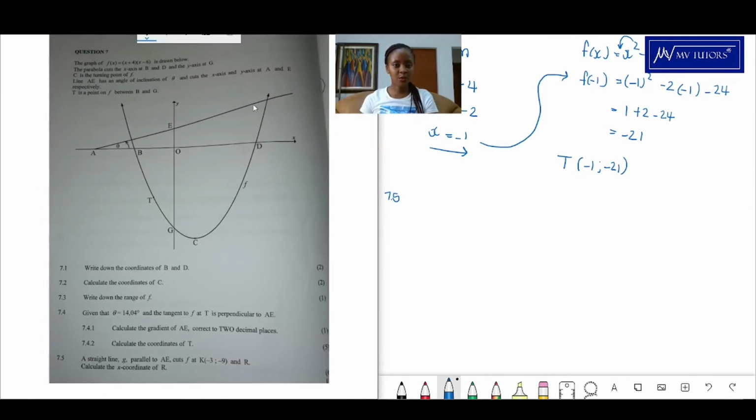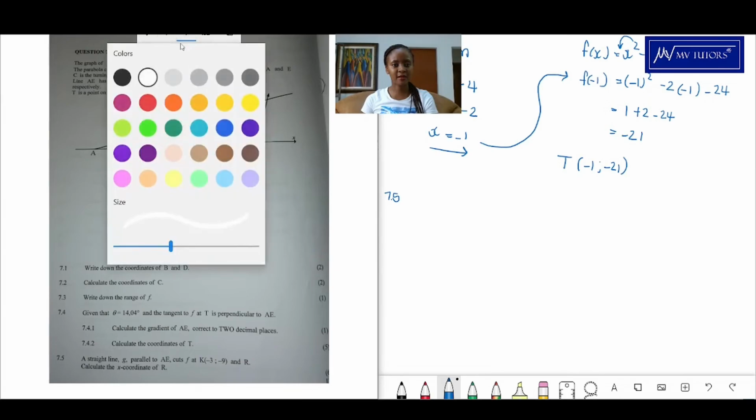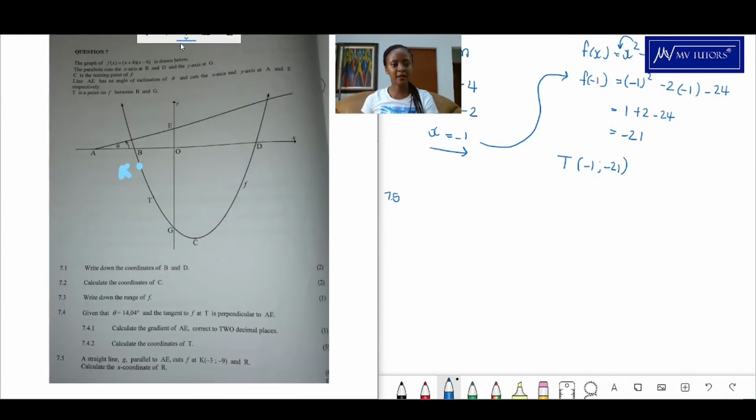Okay, so we have a parallel line that cuts F at K. If T is minus 1, K should be somewhere around here, I'm assuming. So I would assume that that is where K is. Okay, let's make it a little bit thin, and let's use red. So this is K with the coordinates.